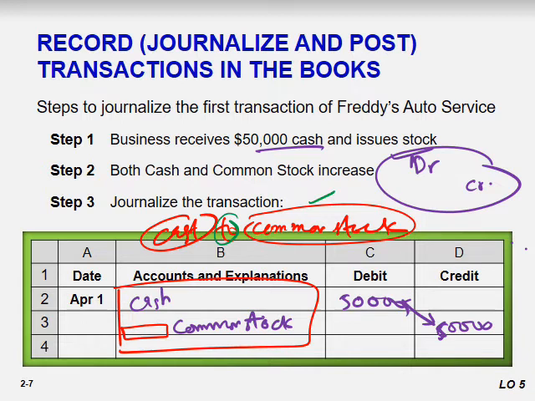So how are we going to pronounce this, cash to common stock? When you say "cash to common stock" to an accountant, he automatically knows that we are talking about cash as debit and common stock as credit.